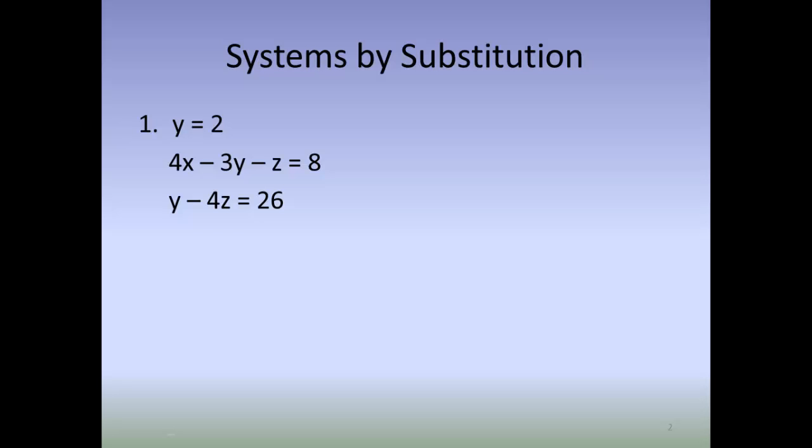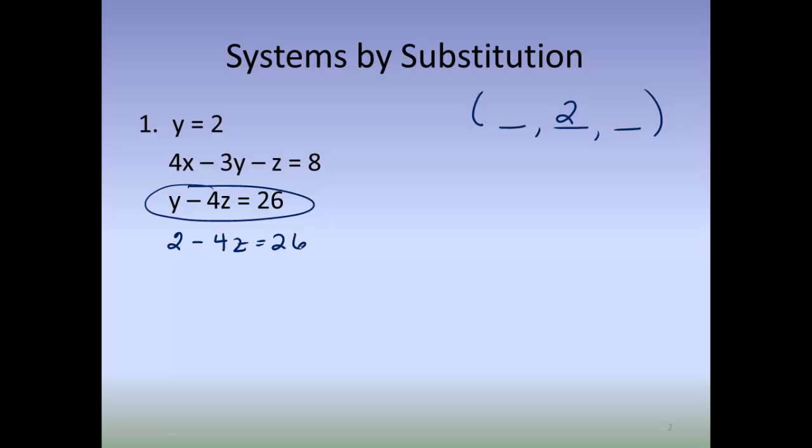Alright, so my strategy for this is, I see they've already given me y, which means I already have a third of my answer. So I'm going to put the y equals 2 in there, and then I'm going to figure out what variable is the smartest one to solve for next. If I look at the last equation in my system, I only have 2 variables. So if I substitute in 2 for y, then I'm going to be able to solve for my z. Then I'm 2/3 of the way done. So negative 4z equals 24, and z will equal negative 6.